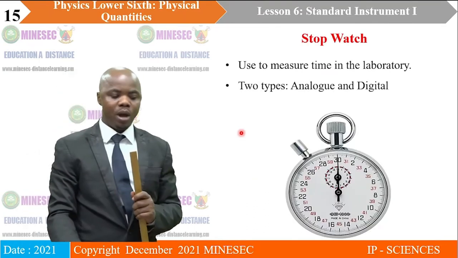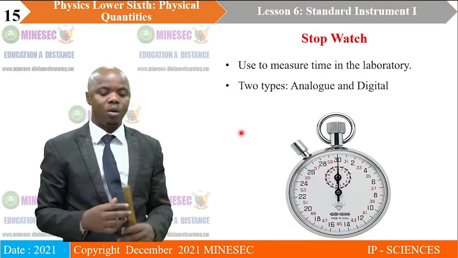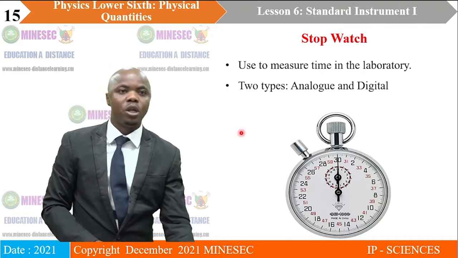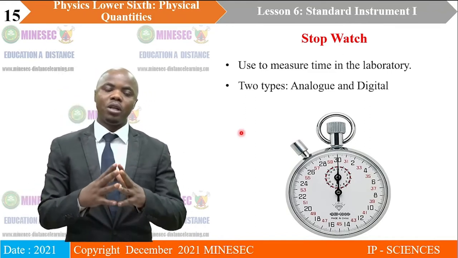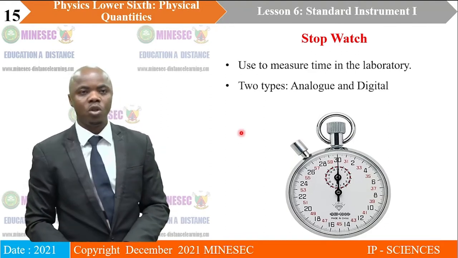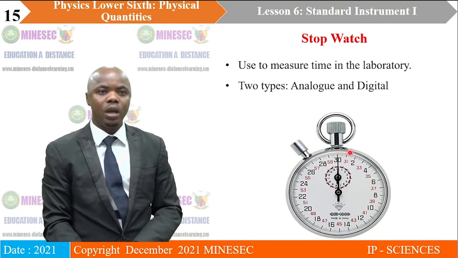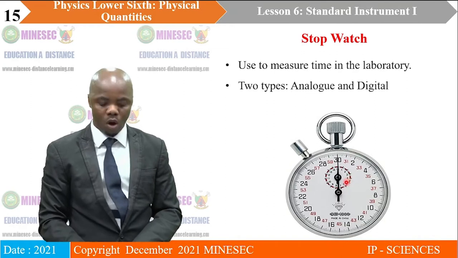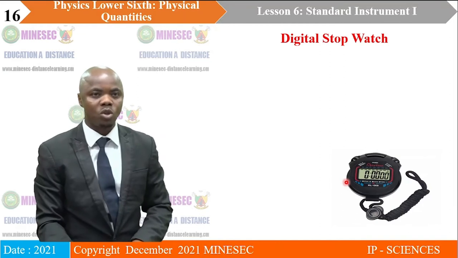The next instrument is a stopwatch, which is very familiar around with us. On the screen we have the analog stopwatch. There are two types found in the laboratory: the digital stopwatch and the analog stopwatch. On the screen we have the analog stopwatch, where you start and stop, and it gives the reading. Now let's determine the precision of this analog stopwatch. But before we do that, let's look at the digital stopwatch.